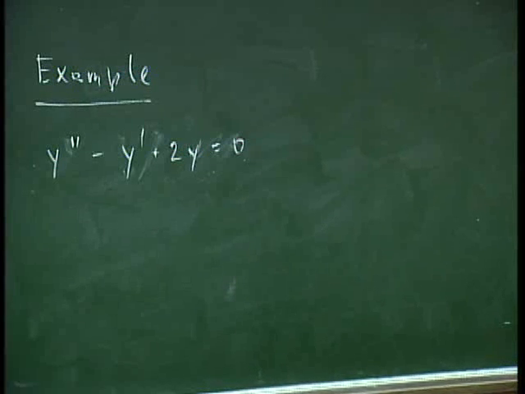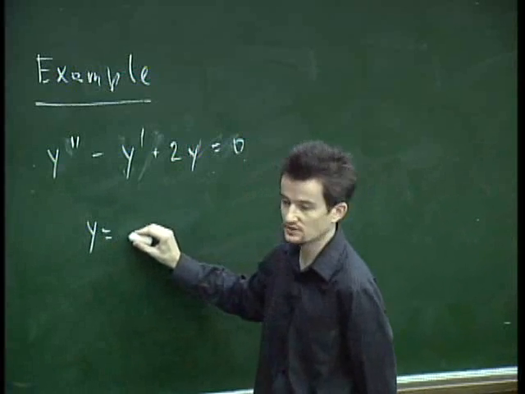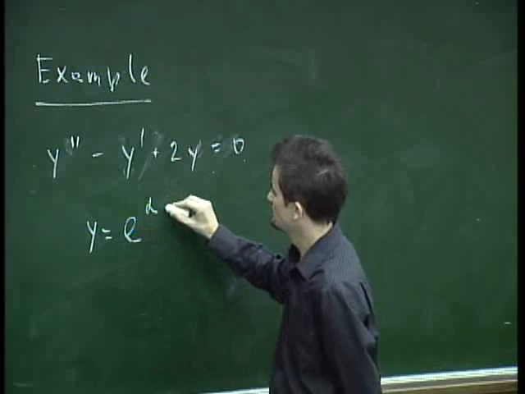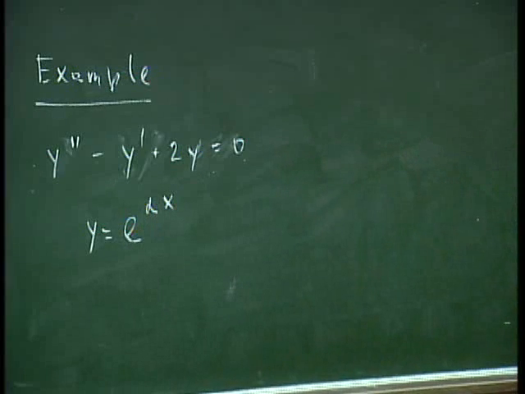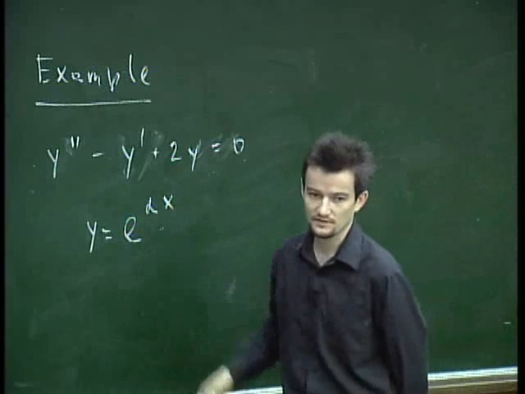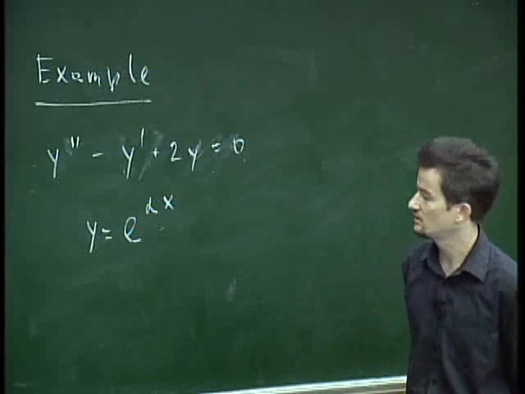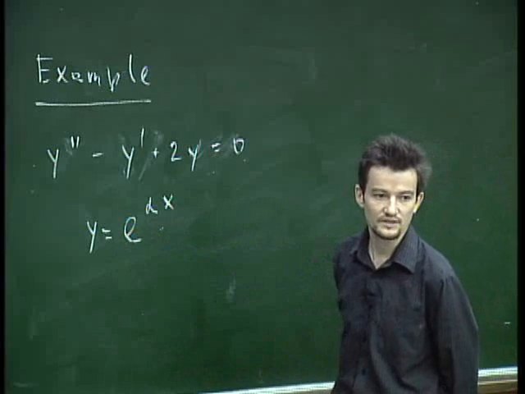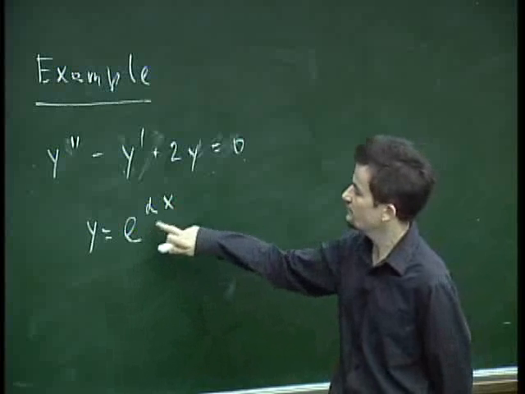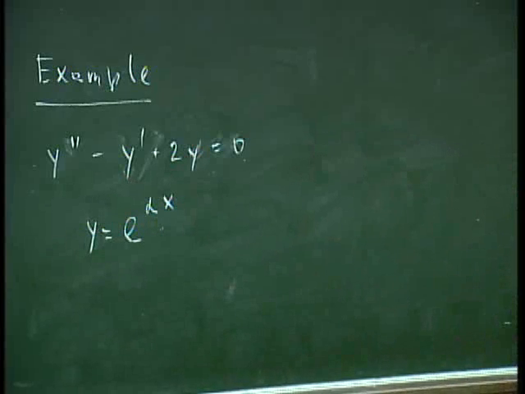Actually, you do not have to completely guess it, but you might have to guess that the solution should look like this here, e to the alpha x. Why? Because we know that this function does not change if we take the derivatives. The only thing which changes is the coefficient. But if we differentiate it twice, it will appear everywhere, so we can cancel it. So the resulting equation might become much easier.